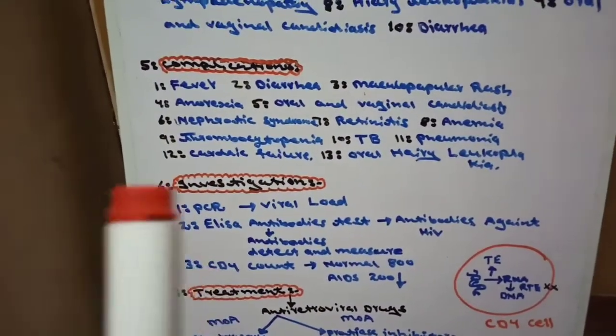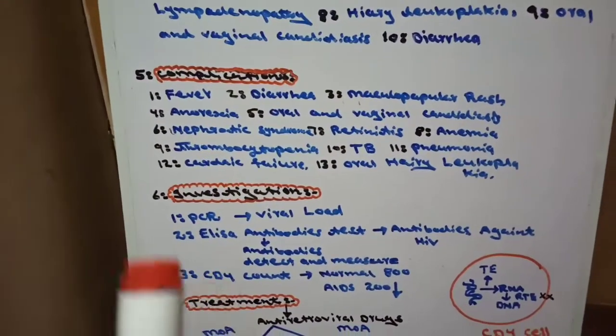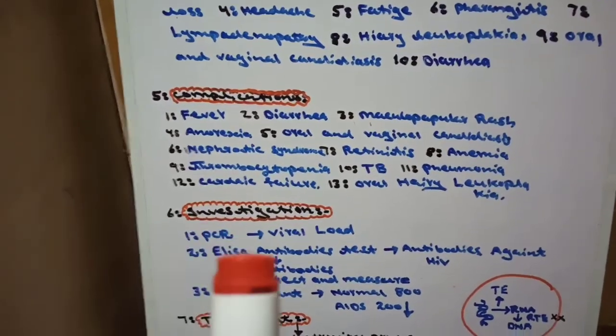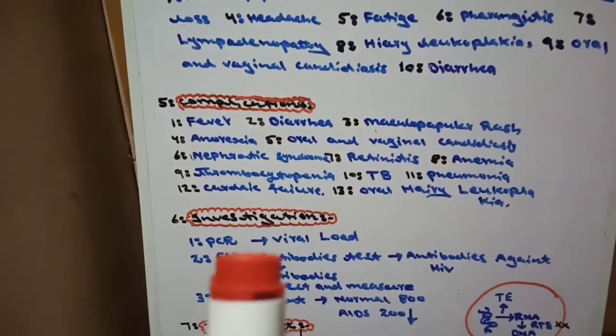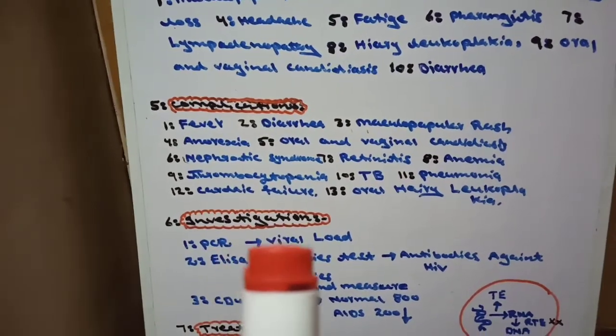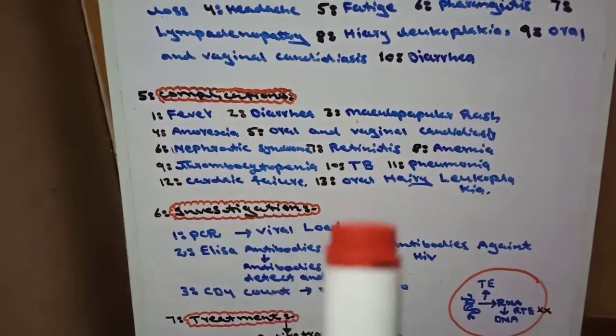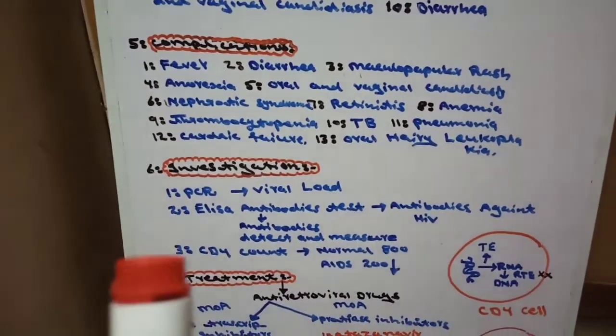Now come to the investigations. In investigation, we use 3 investigations. Number 1, PCR, polymerase chain reaction. PCR is used to determine the viral load in our body. To determine the viral load, how many HIV viruses are present in the body, we use the PCR.